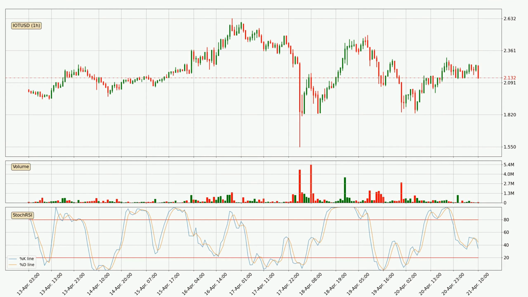Moving to the hourly Stochastic RSI, there are no signs of the Stochastic RSI being oversold or overbought at this time, but the %K line is below the %D line, which means the current trend is on the downside.